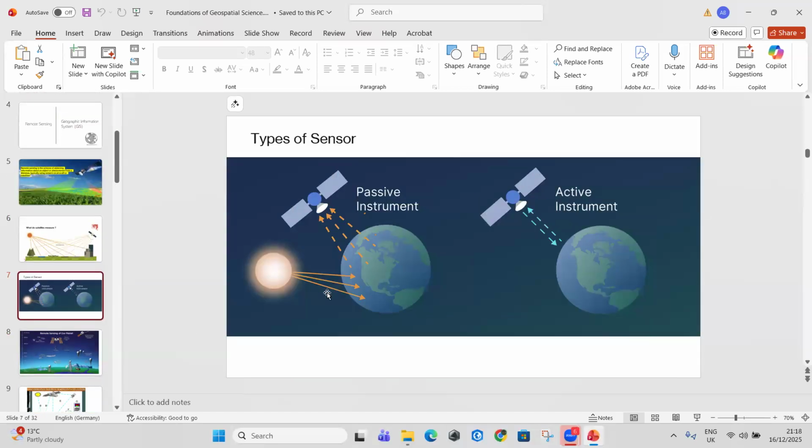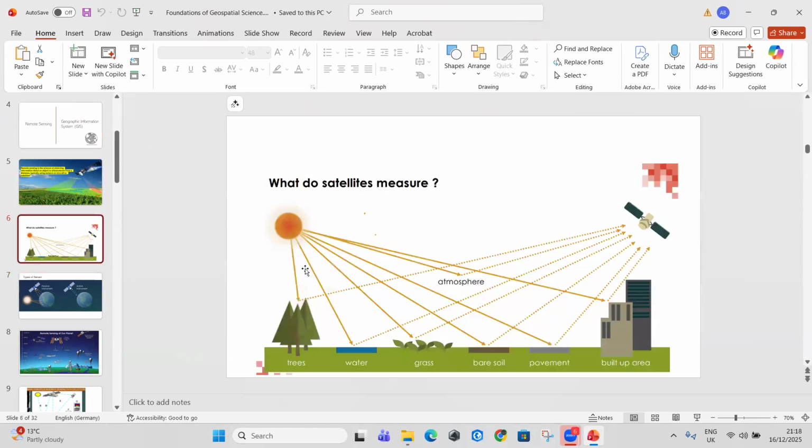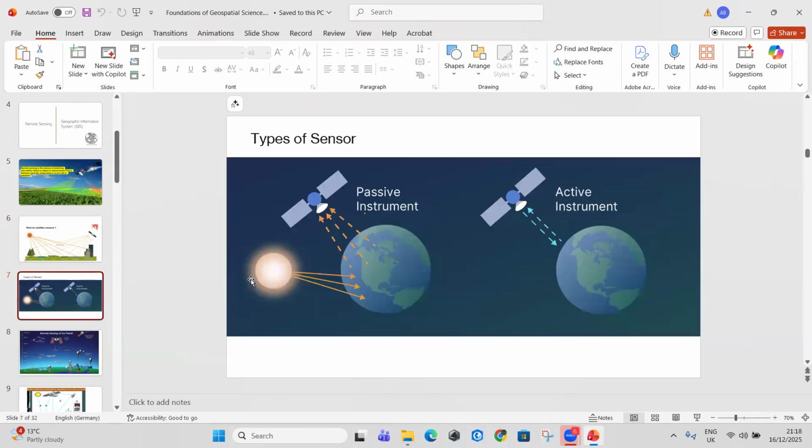Now there are two types of remote sensing. One is called passive remote sensing, the other is called active remote sensing, and it is defined by the passive instrument and the active instrument. What do passive and active remote sensing actually mean? In this case, there was a source of energy, that was the sun. If you have a source of energy and the energy gets reflected and then is recorded or sensed by the satellite, it is called passive remote sensing.